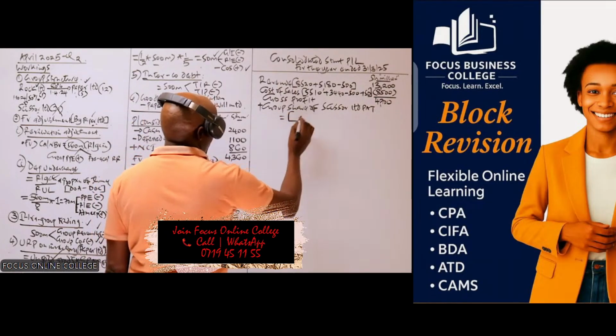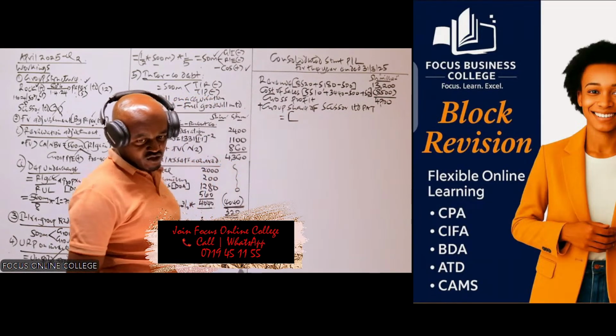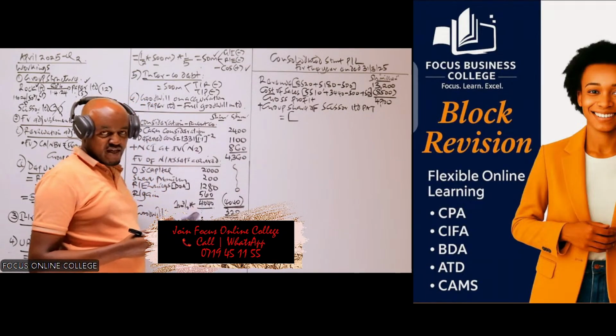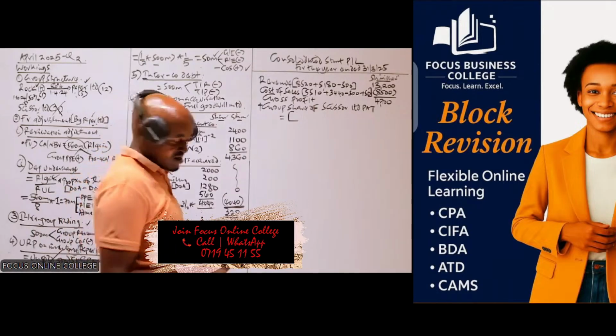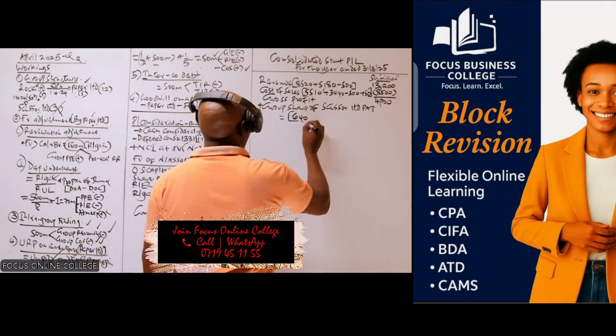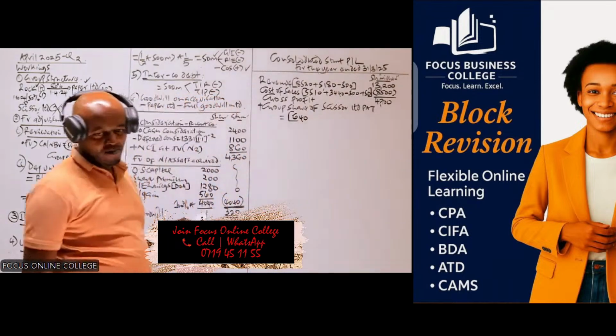So what we need to do, can we go to the income statement, to the statement of profit or loss of Sisters, and you give me its profit for the year or the profit after tax? The profit after tax for Sisters is how much? Is it 640 million? Yes, 640.